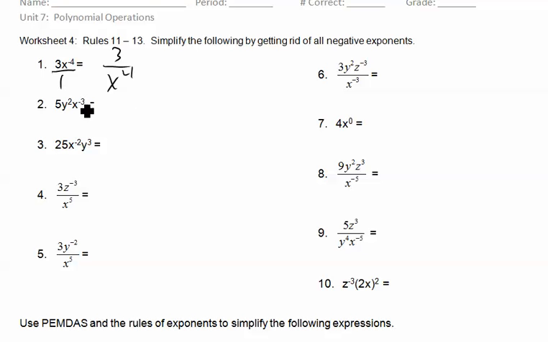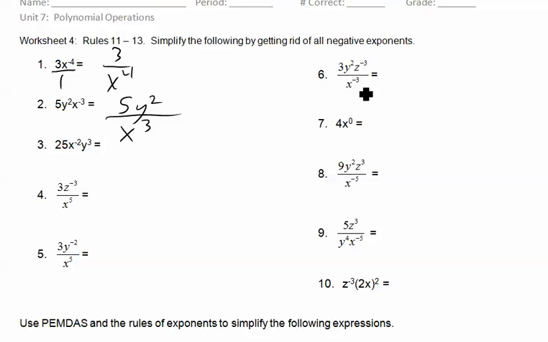So in this case, again, it's just the x to the third that's in the top of the fraction that's got the negative exponent. So we go 5y squared divided by x to the third. So we just take that x to the third, put it in the bottom of the fraction because it was negative. Let's do one where we've got one in the bottom of the fraction.